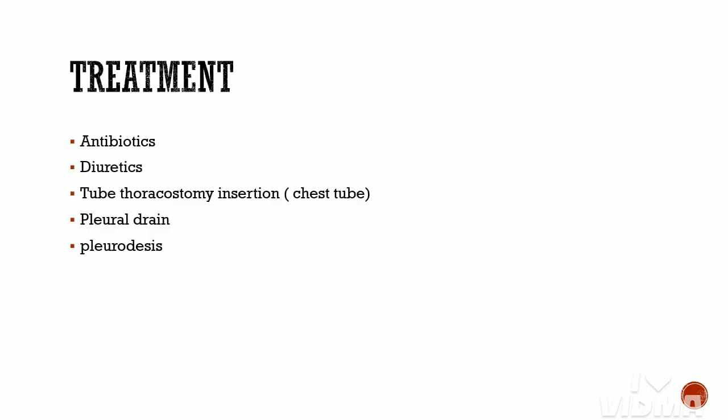Then tube thoracostomy, or chest tube insertion. Here the doctor makes a small cut in the chest wall and puts a plastic tube into the pleural space for several days.